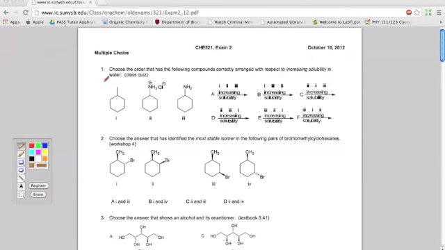Guys, it's Farnaz, and we're going to be running through Exam 2, 2012, and the first question is asking to arrange the molecules based on increasing solubility in water.